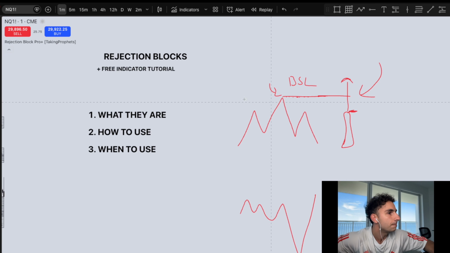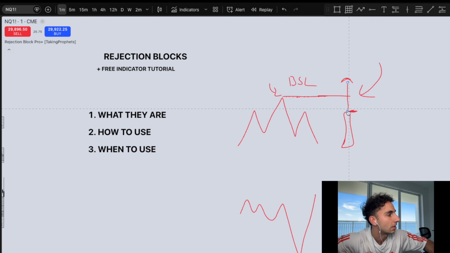So essentially, we can use these wicks almost like fair value gaps, or just like PD arrays. That's the general concept. Any ICT concept is like a PD array, and you can use them as points of rejection. You can also use them to frame your bias a little bit.